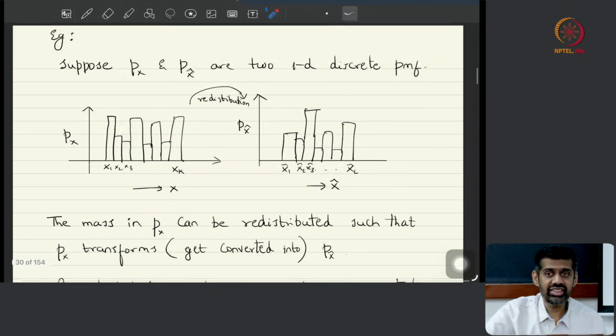Now, here is the question that I ask you: how many ways can one redistribute the mass in Px such that it gets Px cap? Is it a fixed scheme or can it be done in multiple ways? You got the question, right? I want to redistribute the mass in Px. Is there one fixed way of doing it, or can you think of multiple ways? There are multiple ways of doing it, correct?